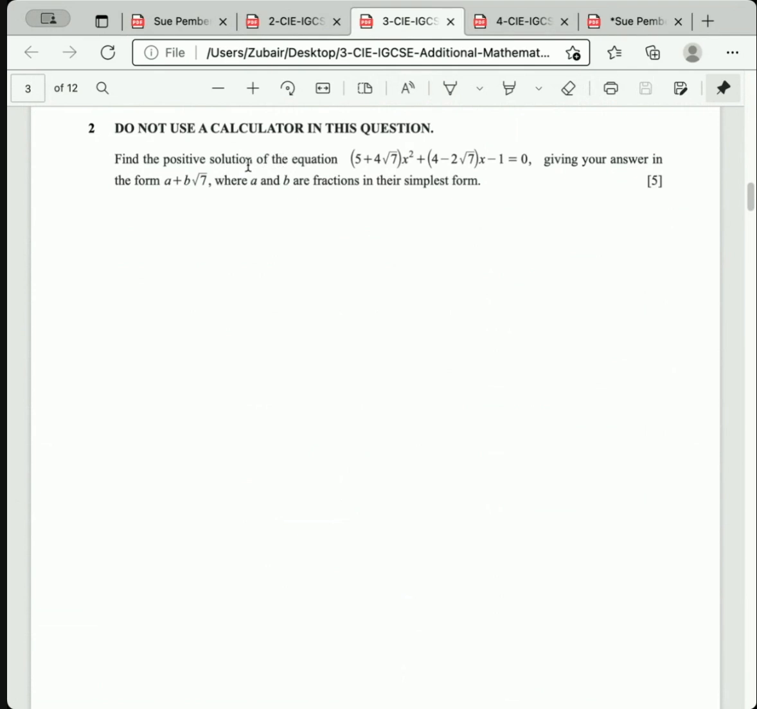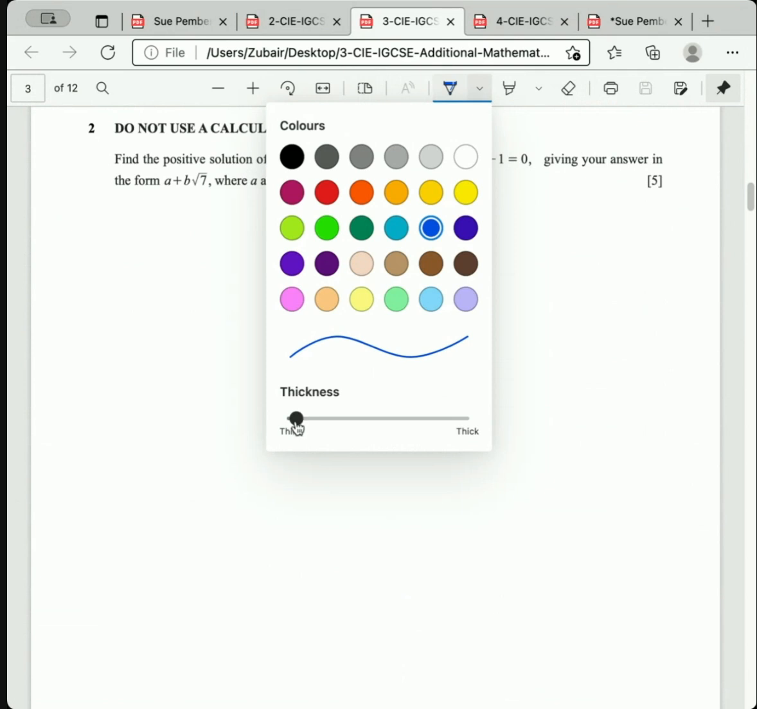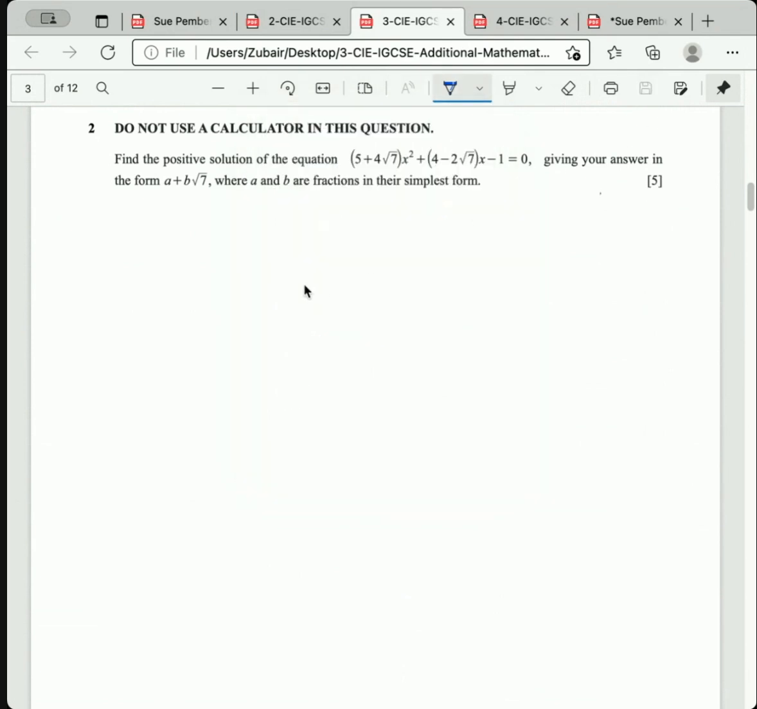Find the positive solution of the equation, giving your answer in this form where a and b are fractions in their simplest form. Do not use a calculator. So we have x square plus x and this. So I'll go for the quadratic formula.